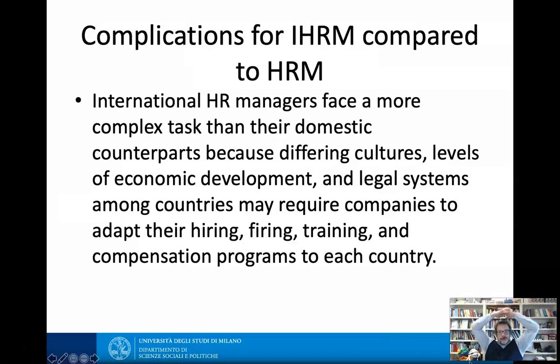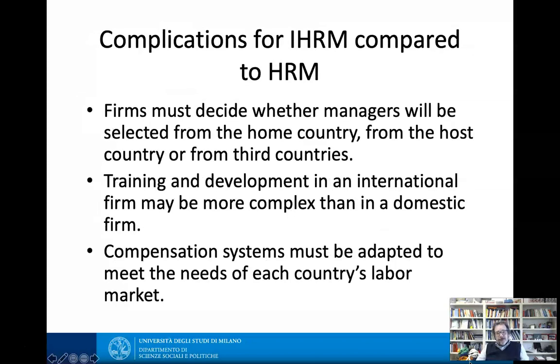So what are the major complications for international human resources management compared to HRM? Basically, there's much more to be known, like cultures, levels of development, legal systems, which affect the way in which we hire, pay, develop people. Three of the major issues are the decision as to whether we are moving managers from the home country of our company to the host countries, or we are using a different approach. We'll discuss this later on. Another issue is training and development, which becomes completely different for companies operating globally and internationally, and also compensation, which needs to meet the local standards.